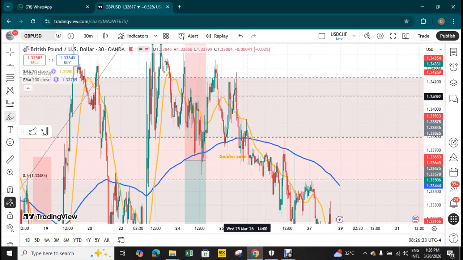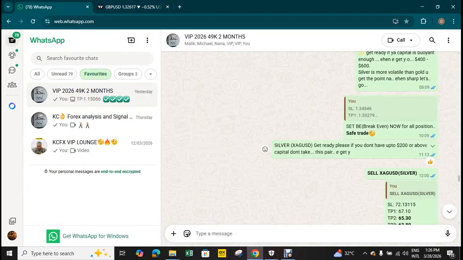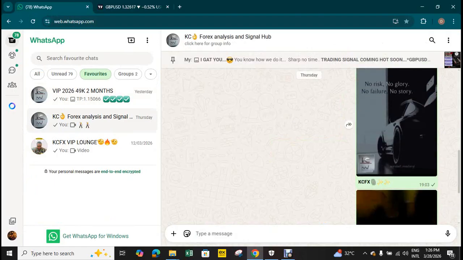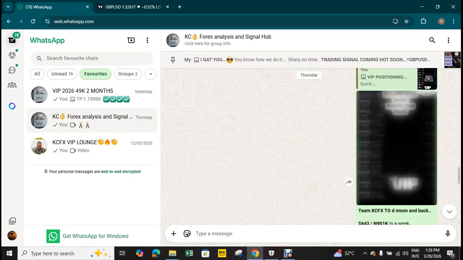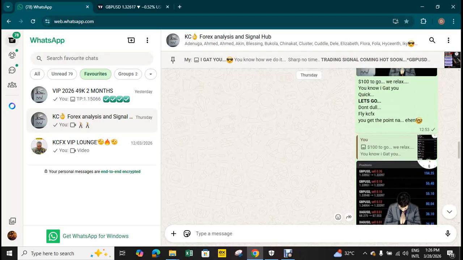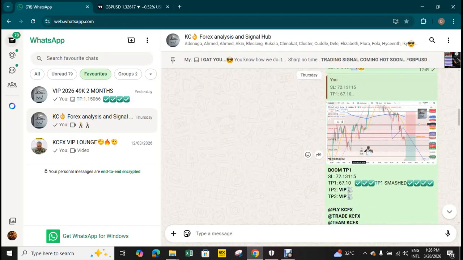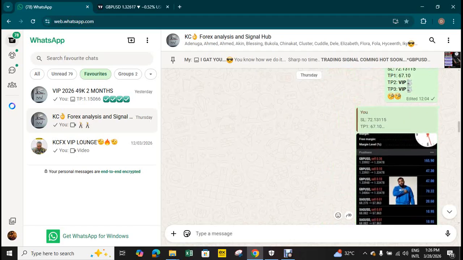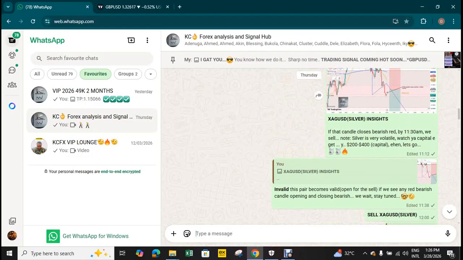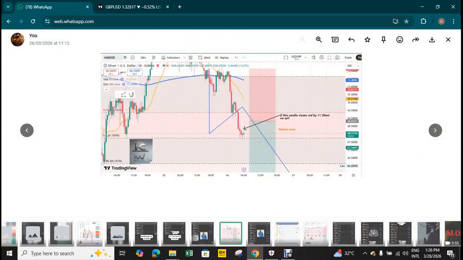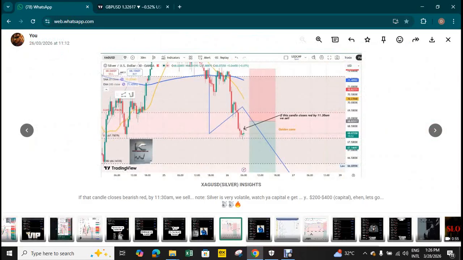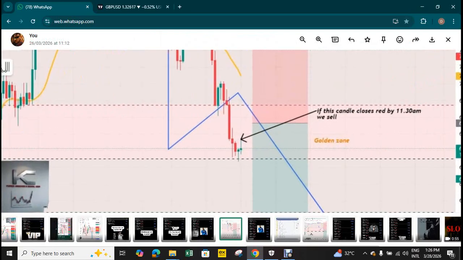Silver, XAG USD. It's a very volatile pair. I gave this to our free group. Okay, I gave our free group this pair. Let's see. Yeah, I said it here. Okay, I said XAG USD silver insights on the picture.